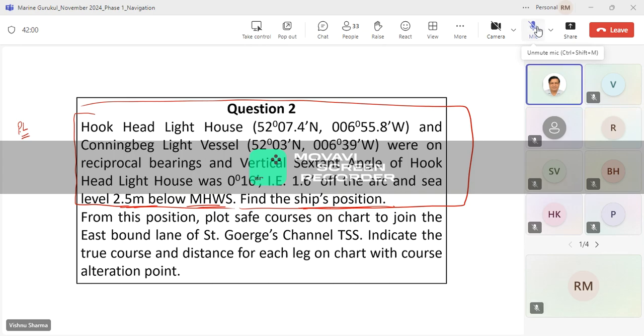Name the method. Read the question. The answer lies in the question. Read the question with the part that I have circled. Vertical angle. So you will get a PL by reciprocal bearing, and you will get a PC by vertical angle. Understood, guys? So by range and bearing, you can get the fix position. Yes or no? Correct, guys?